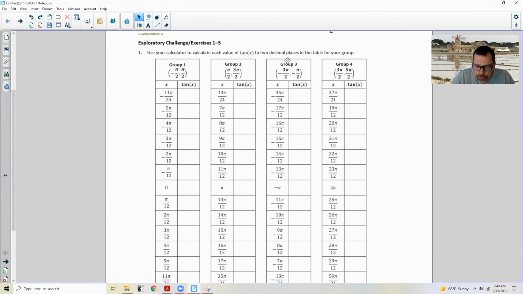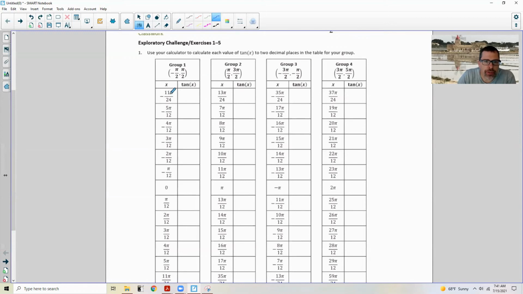So the parentheses, remember when we're talking about domains, if there's parentheses, you do not include the ends. If there are brackets, they are included. So when I see this parentheses, we are not going to include negative pi over 2 or pi over 2 because we just discussed that tangent of the terminal ray at those points are undefined. So we're going to eliminate them by going from negative pi over 2 to pi over 2, not including the endpoints. So 12 pi over 24 is negative pi over 2.